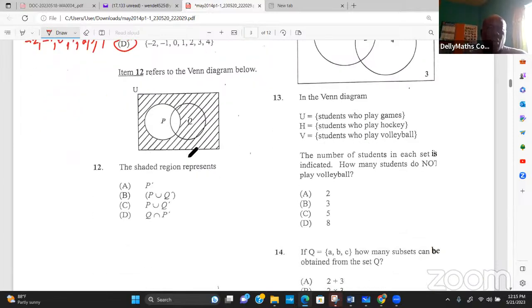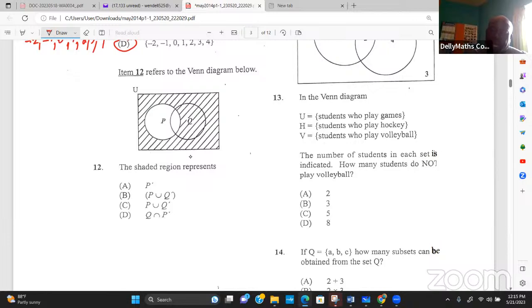Number 12. So in item 12, at this place in the multiple choice, you'll see a set question coming out, a number of them. So this is like the set section. All right, so it says the shaded region. So you could look, right? So we're going to learn some little terms now, right? So the shaded region, that is what we're looking for.